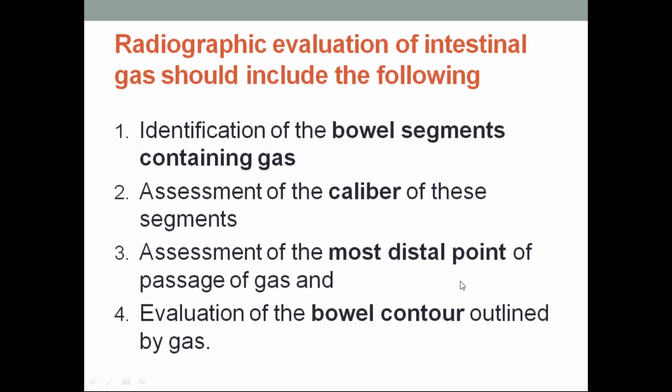And then evaluation of the bowel contour. How is the bowel contour? It should be outlined by gas or not during some perforations. Inside the bowel we will get air, and outside the bowel also you will get gas. That is perforation under some conditions. In that condition, the bowel will be placed in the center, and on both sides you will see gas shadows. I will show you in the next slides; that is called the Rigler sign.